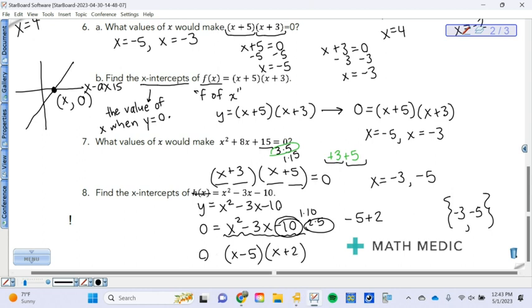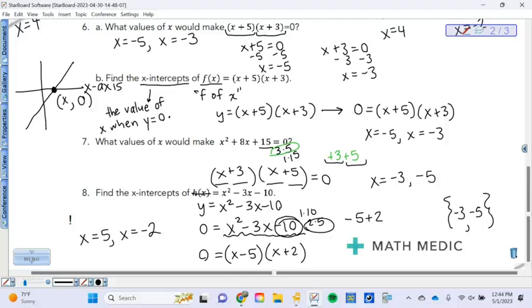Okay, but now we're not done yet. Now we need to figure out what are the values of x that's going to make this true. So what do I need to plug in for x to make this part 0? Positive 5, negative 2. So x equals 5, x equals negative 2. Okay? Clear? A little bit? Say clear as mud.